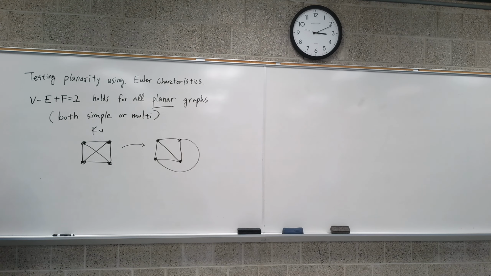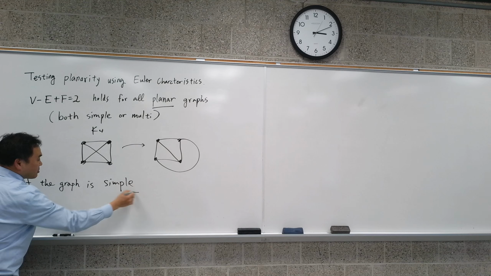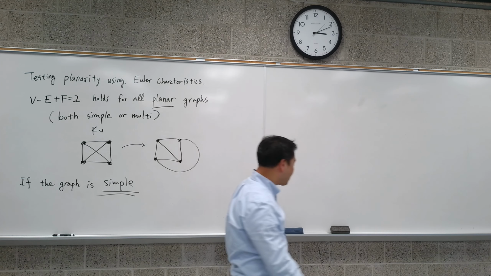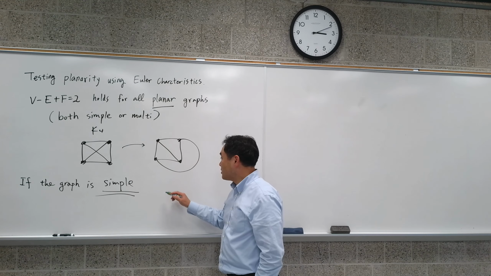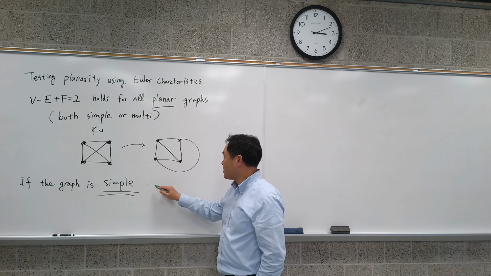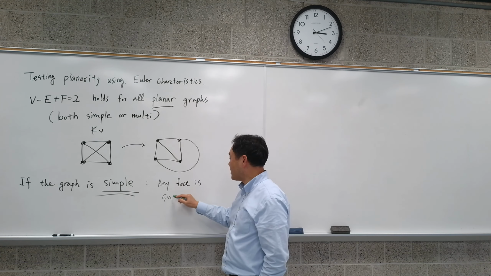But here's a way to think about this. If the graph is simple, so let's think about the case when we have a simple graph, then we have the fact that any face is surrounded by three or more edges.